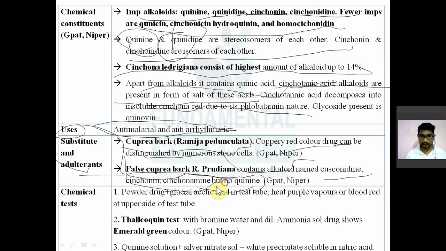There is one specific test for identification of quinine alkaloids, the Thalleioquin test. When you treat the powder with bromine water and dilute ammonia, you get an emerald green color. That is the Thalleioquin test, a specific test for quinine alkaloids. Remember it; the other tests are not very important, so you can read them from the book.